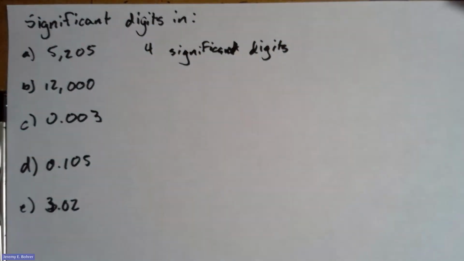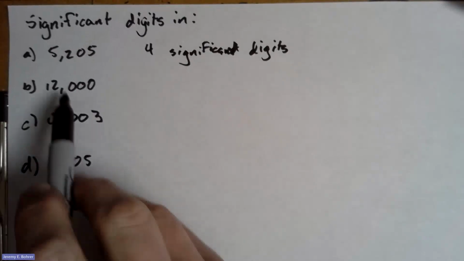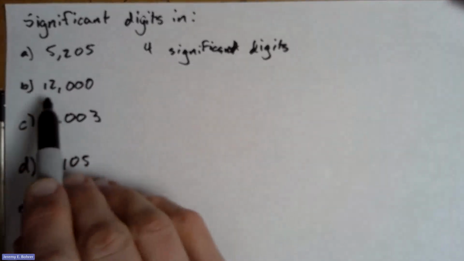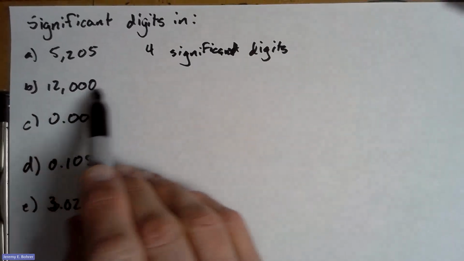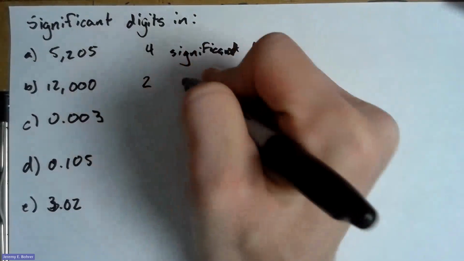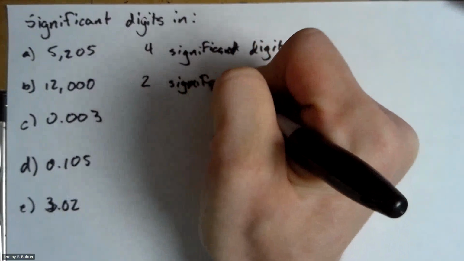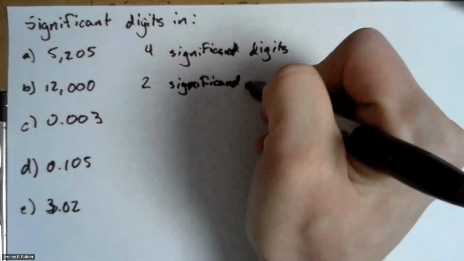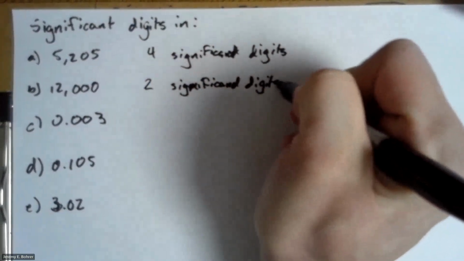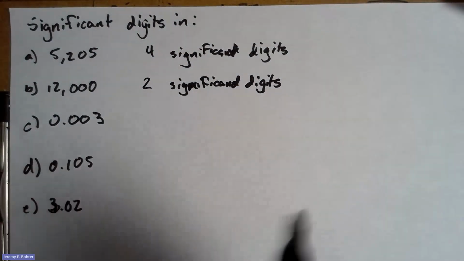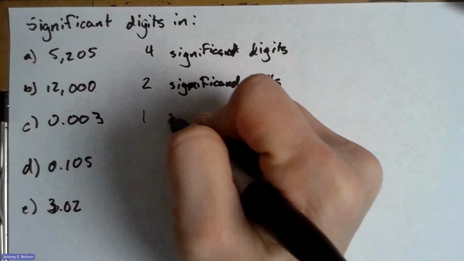Remember that leading and trailing zeros are not significant. So in this case, we've got 12,000. The 1 and 2, those are significant, but the 3 zeros are not. So this has 2 significant digits. In this one, we have 3 leading zeros and a 3, so it has 1 significant digit.